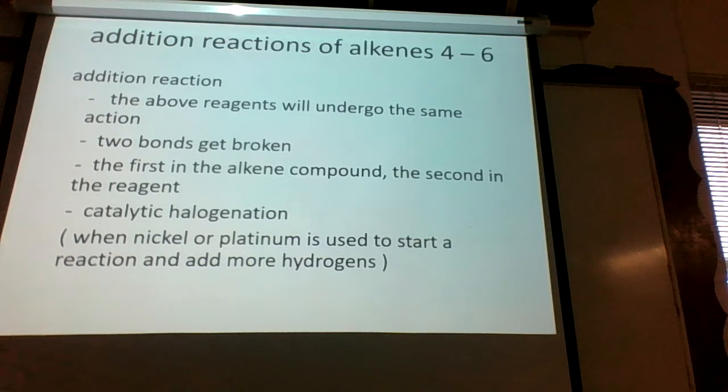It has something to do with hydrogen. If you have hydrogen, it's a metal catalyst that you would need. Okay, so that's what we're talking about here. Catalytic, it should be hydrogenation. Okay, not halogenation. Catalytic hydrogenation. When nickel or platinum is used to start a reaction and add more hydrogens. That's just a typing error on my part.